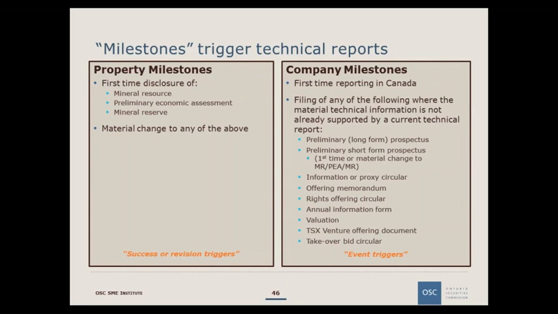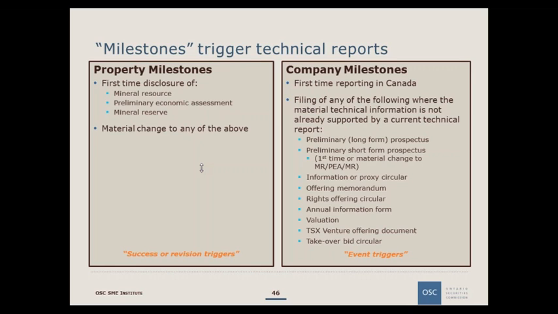And the milestones that trigger the technical reports really fall into two buckets. There are the successes or revisions on properties. So first time disclosure of a resource, a preliminary economic assessment, or a mineral reserve, or material change to any of those from what went before. So those are what we call the success or revision triggers. Generally, those will come out initially as news releases, and they'll have a 45-day window to get a technical report out. In the second instance, you have the company milestones, the event triggers.